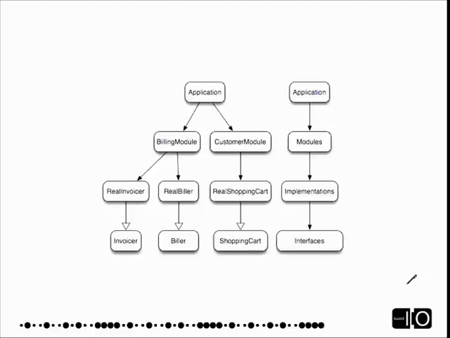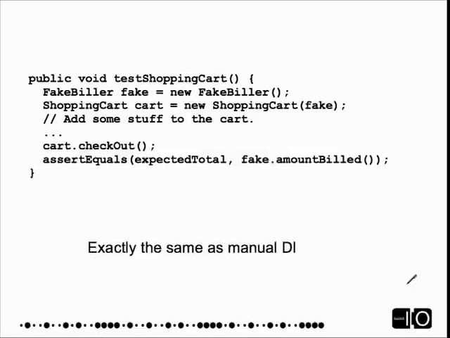Likely your application is itself a Juice module that basically just picks a collection of other modules and says, I am an application, I can be started, right? And the point in here is the test in Juice looks exactly like the test with manual dependency injection, just like it should be, okay?